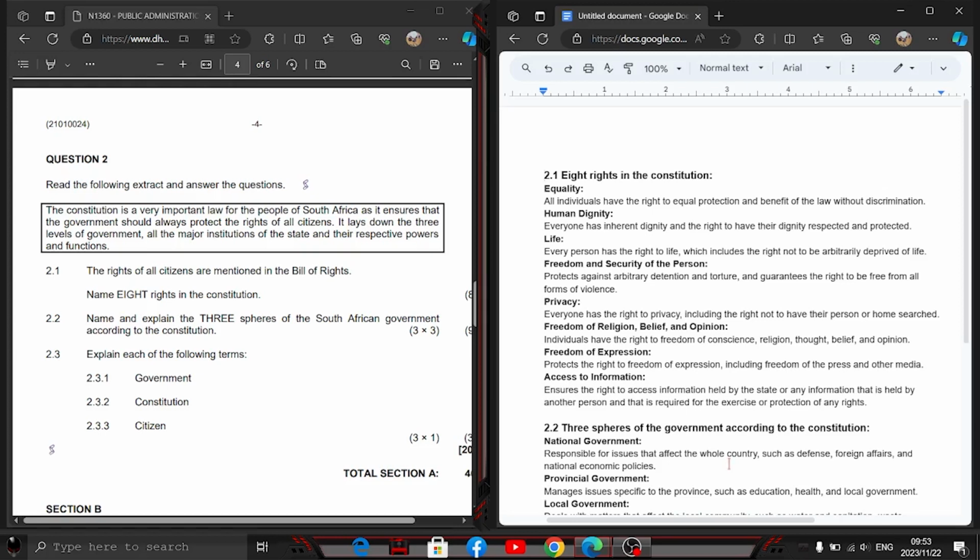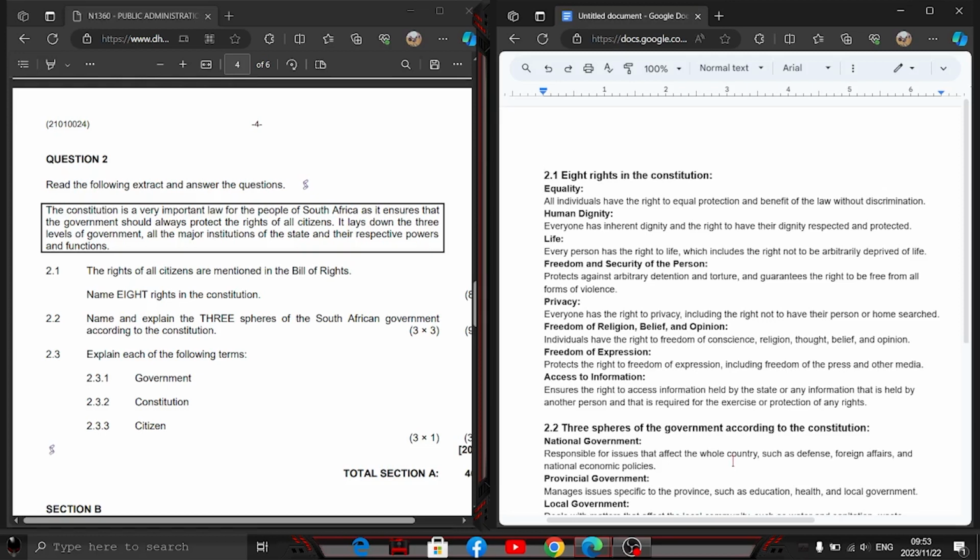I have the right to equality. I will be treated as equal. I will be protected by the same law equally as everyone else. You understand? The second right is human dignity.